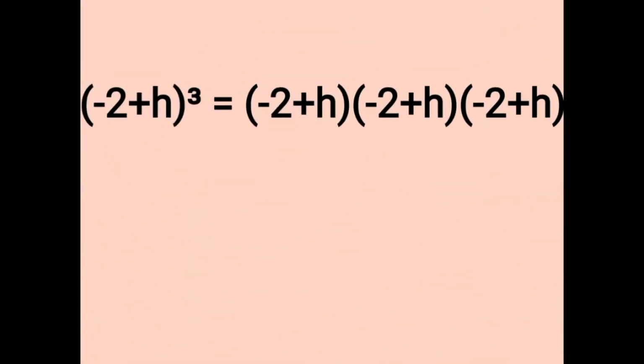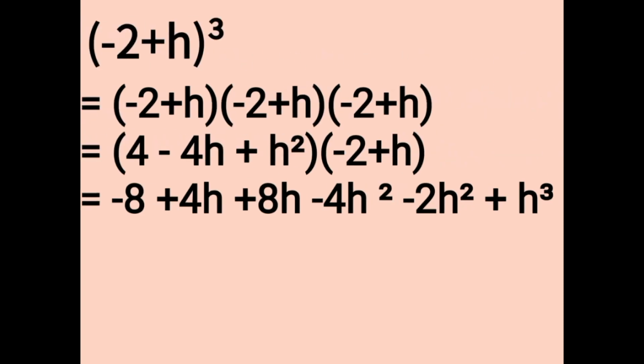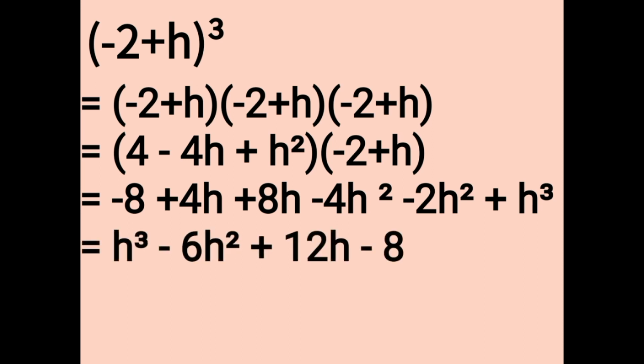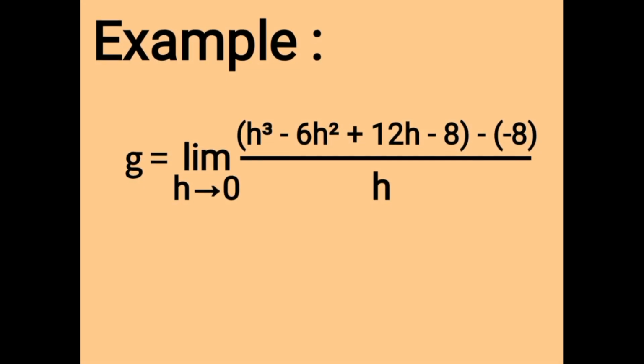Then (-2 plus h) to the power 3 equals (-2 plus h) times (-2 plus h) times (-2 plus h), which equals (4 minus 4h plus h squared) times (-2 plus h), which equals -8 plus 4h plus 8h minus 4h squared minus 2h squared plus h to the power 3. So I'll collect the like terms. Then (-2 plus h) to the power 3 equals h to the power 3 minus 6h squared plus 12h minus 8. So g equals the limit as h tends to 0 of h to the power 3 minus 6h squared plus 12h minus 8, minus (-8), over h.